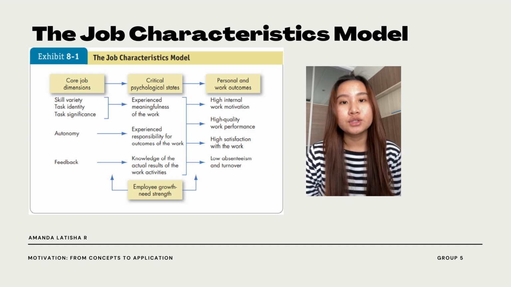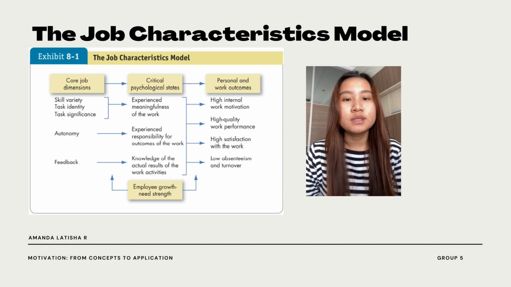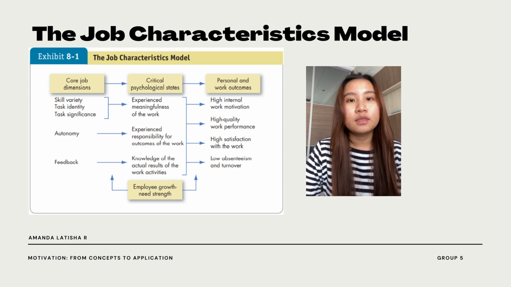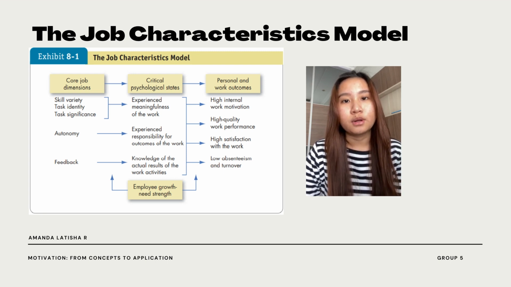So this is the job characteristic model that we have. As you can see here, there are the 5 core job dimensions that I already explained. The theory states that each of the core job dimensions will have an important effect on the critical psychological states of the individual employee, and these critical psychological states will also affect the personal and work outcomes of the employee as stated in this model.